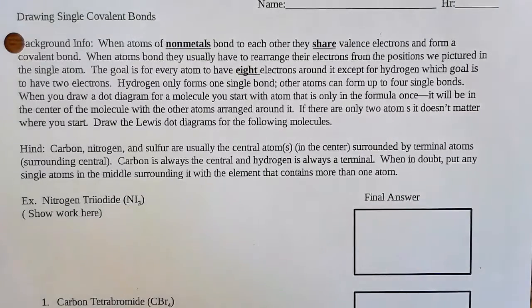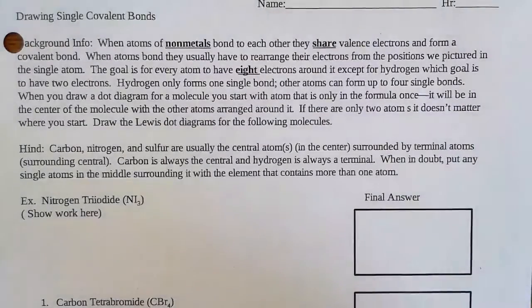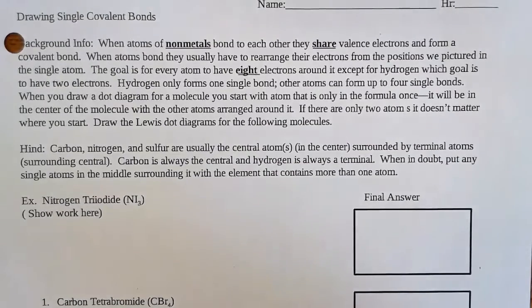So when atoms of nonmetals bond to each other, they share valence electrons and form a covalent bond. When atoms bond, they usually have to rearrange their electrons from the positions we typically draw for Lewis structures. The goal is for every atom to have 8 electrons around it, with the exception of hydrogen, whose goal is to have 2. Just a reminder, that's the octet rule that we're trying to establish in order to be stable.